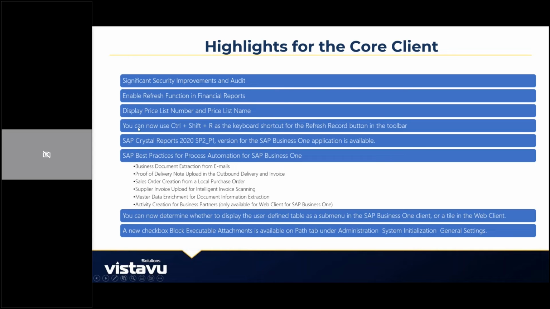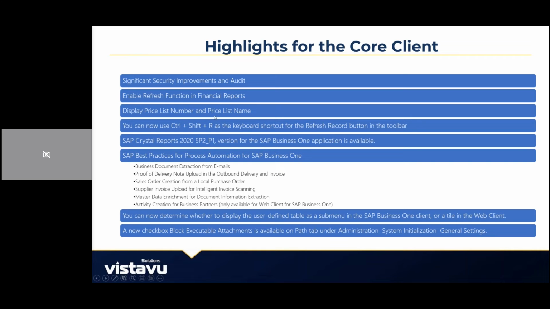Also, in a similar way down here, just going out of order, you'll see there's a new keyboard shortcut, the Control-Shift-R keyboard shortcut, which will also do the refresh button that had been added in the SAP Business One core client a while ago. But now, rather than needing to move your mouse up to that button, you can simply press Control-Shift-R, and it will refresh whatever screen you happen to be on.